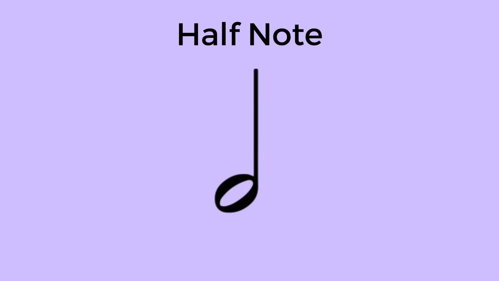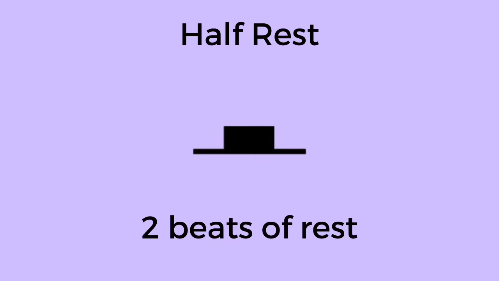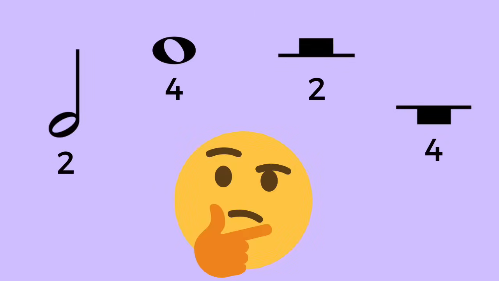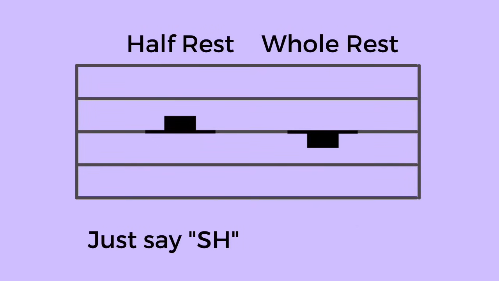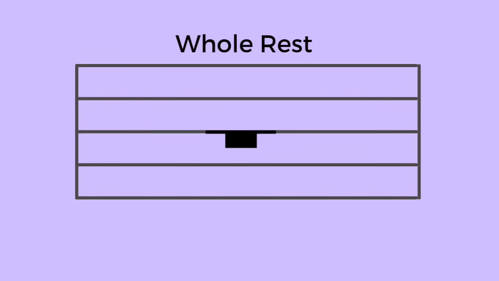Great job. Moving on. This is a half note. It's worth 2 beats. This is a whole note. It's worth 4 beats. This is a half rest. It's worth 2 beats of rest. And this is a whole rest. It's worth 4 beats of rest. Now, how do we count these? Let's start with the rests. These are pretty simple. You just say shh on every beat. So your half rests are counted shh, shh, and your whole rests are counted shh, shh, shh, shh.